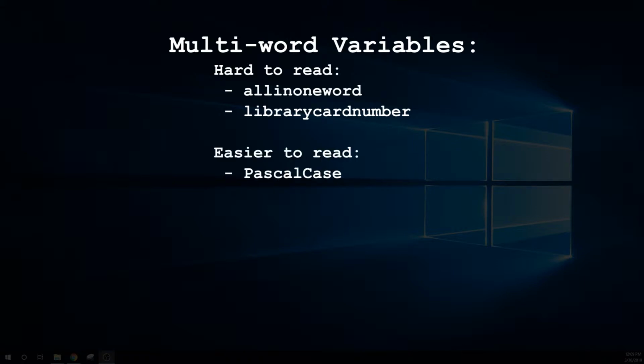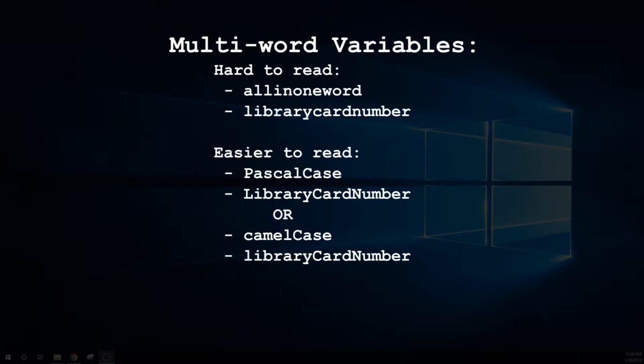Pascal case is where the first letter of each word is capitalized, as seen here. Camel case is similar to Pascal case, but the first letter of the first word isn't capitalized, as seen here. Snake case is where each word is separated by an underscore, as seen here. Each of these variable names is equally valid, however, some are more readable than others.